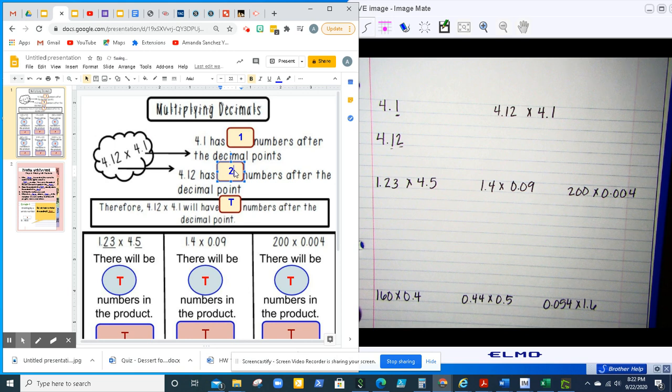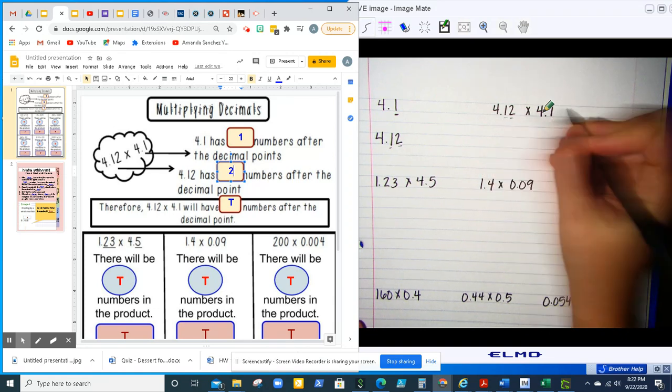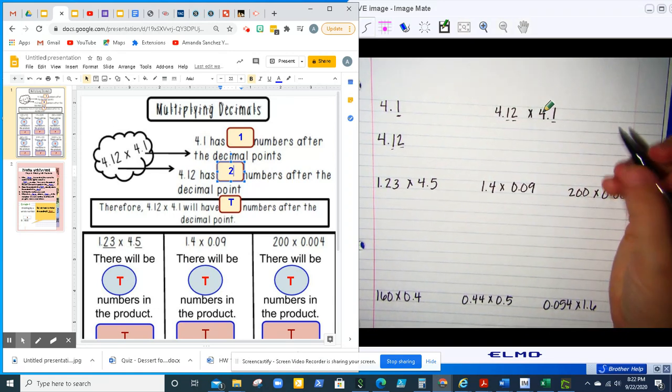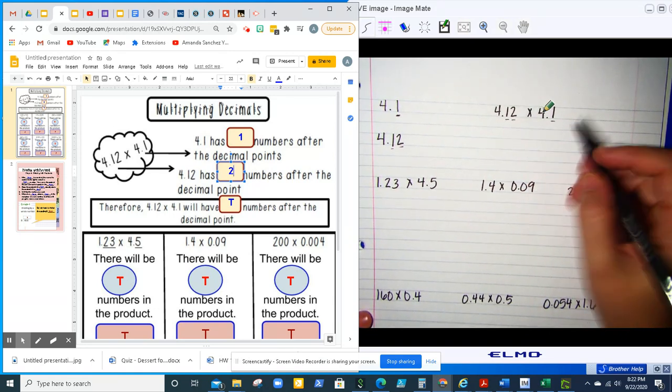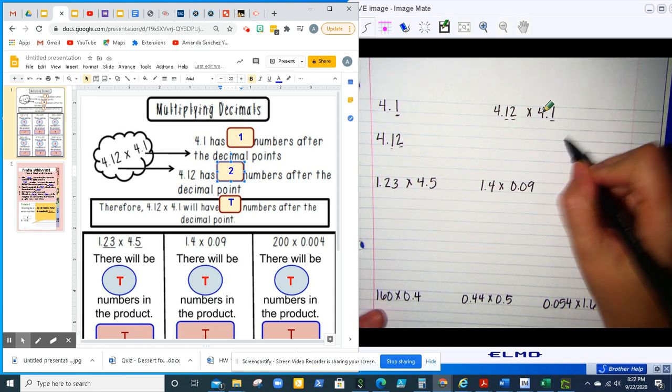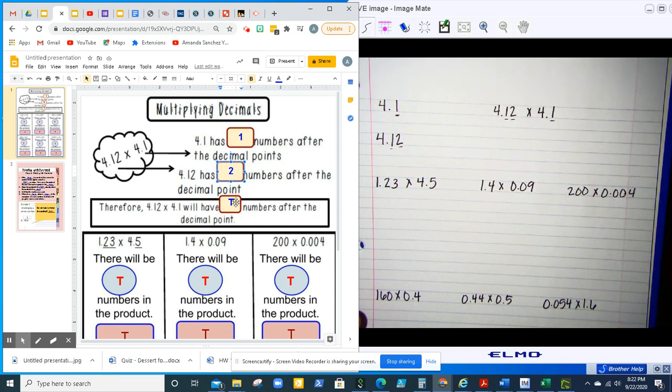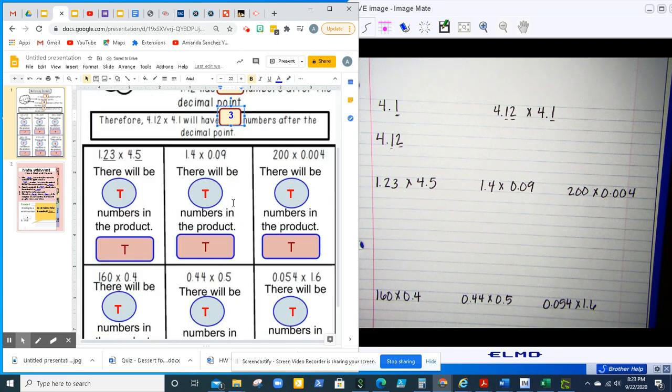And that means if you multiply those two values, 4 and 12 hundredths times 4 and 1/10, you would have three values behind your answer. So right here, you're going to change this to three numbers. So in our answer, if we were to multiply it, we'd have three numbers behind the decimal point. Okay, so let's go into our practice.